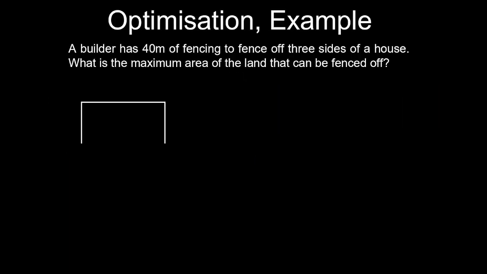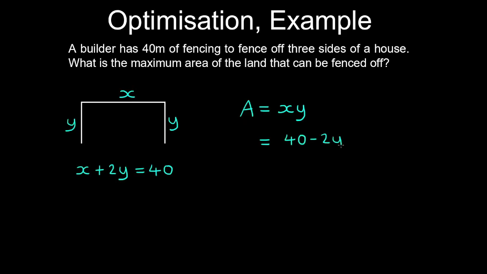A builder has 40 meters of fencing to fence off 3 sides of a house. And what is the maximum area of the land that can be fenced off? So if we denote the horizontal dimension as x and the 2 vertical dimensions as y, then the perimeter is x plus 2y, and that's equal to the amount of fencing we have, so 40 meters. And because we're asked for the maximum area, well, the area is x by y, and we can substitute for x, so we can write this as 40 minus 2y by y.